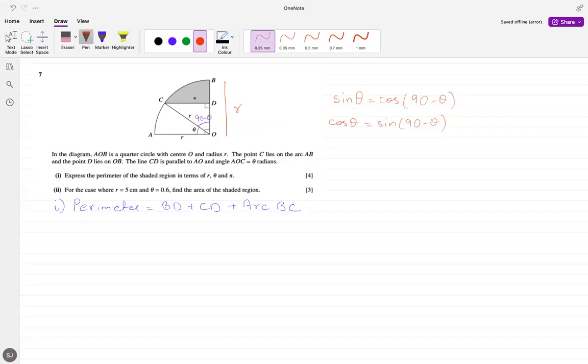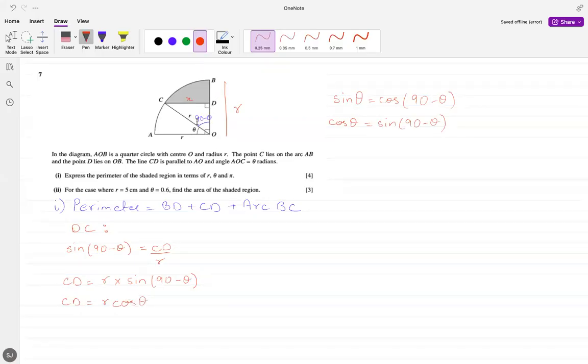So in the first step, finding the length of DC, we know that this is opposite. So let's say this is X and the hypotenuse is R. So we can write sine of 90 minus theta is equal to the length CD upon R. So CD will be equal to R times sine of 90 minus theta. Now we know that sine of 90 minus theta can be written as cos theta. So CD will be R times cos theta.